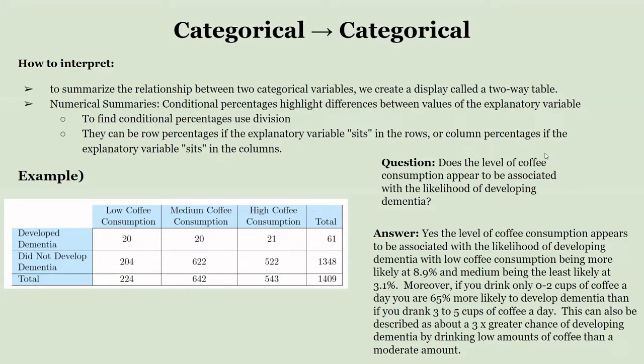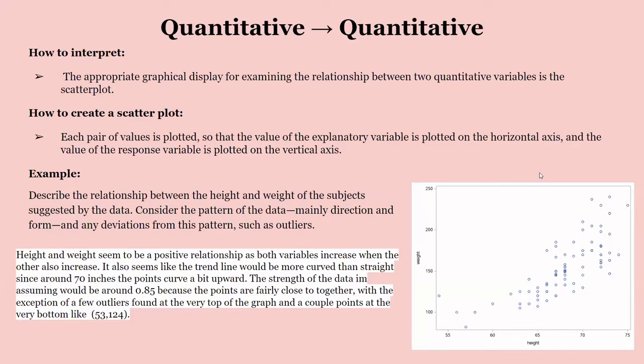For a categorical explanatory and categorical response, you interpret this by creating a two-way table or contingency table. For numerical summaries of the data, conditional percentages are a good way to highlight differences. These percentages can be in rows or columns, which is indicated by wherever the explanatory variable is.